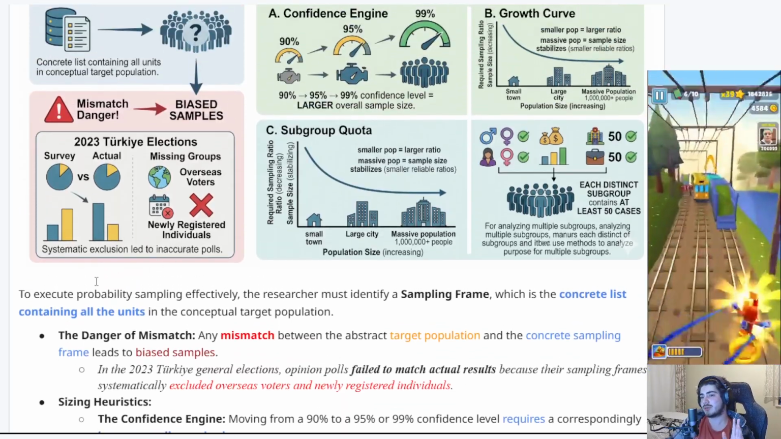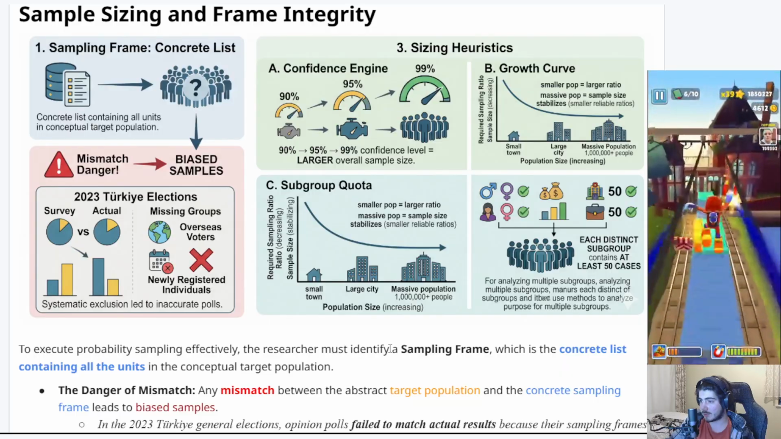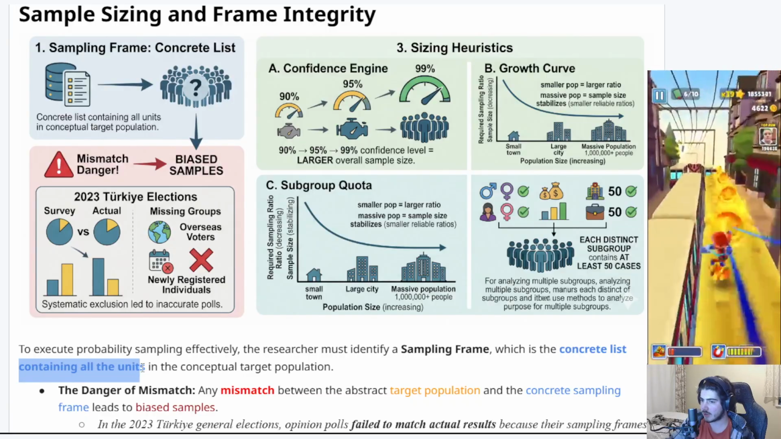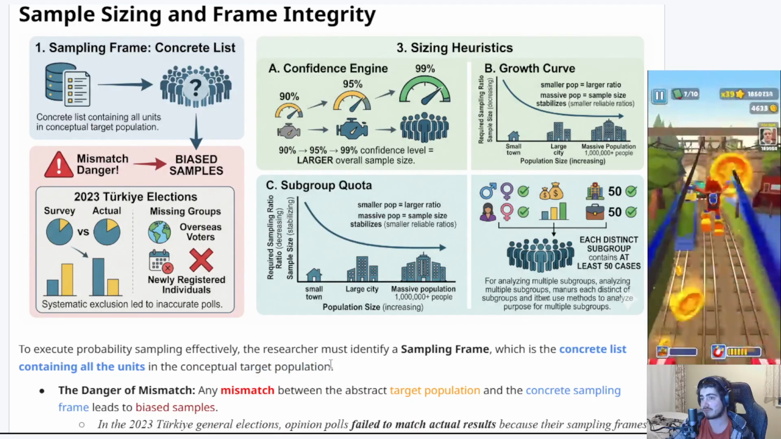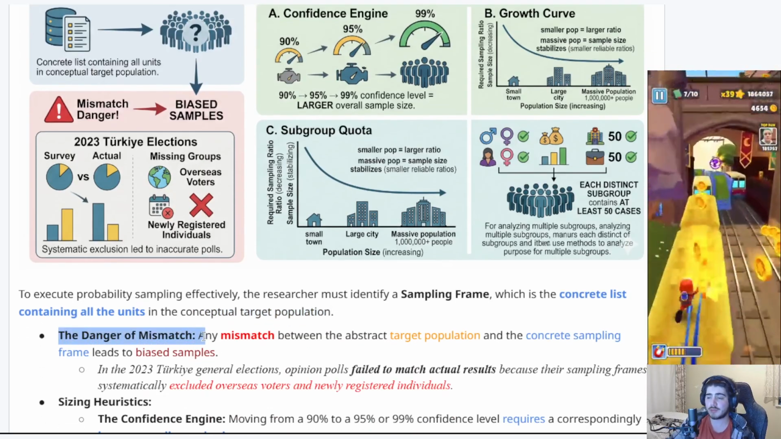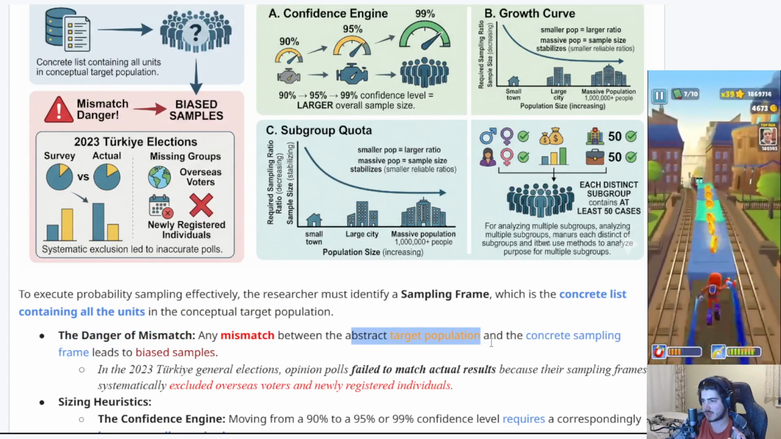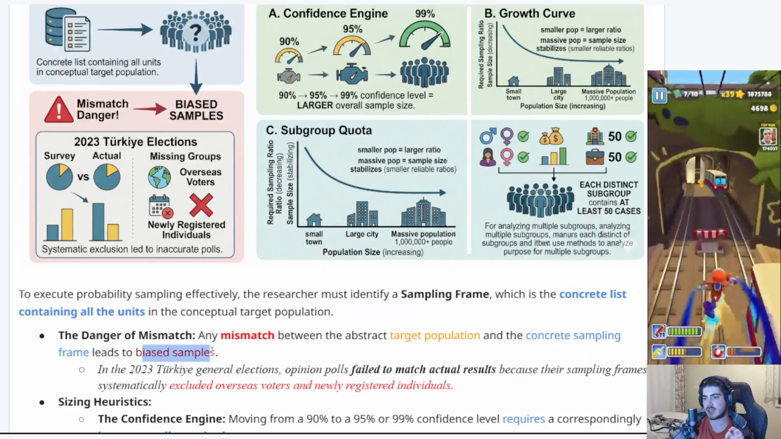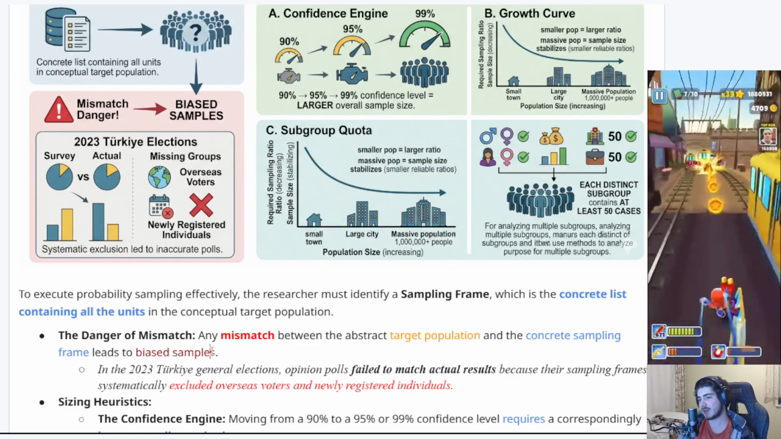Now, to execute probability sampling effectively, the researcher must identify a sampling frame, which is the concrete list containing all the units in the conceptual target population. Now, if there is a mismatch between the abstract target population and the concrete sampling frame, it leads to biased samples. These don't make sense, so let's look at the examples.